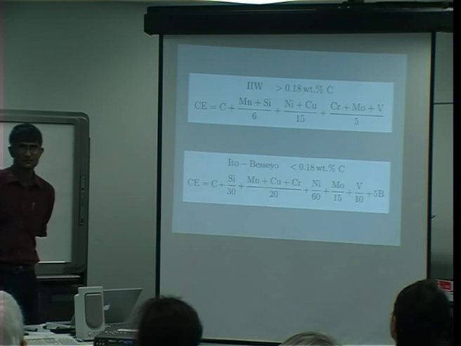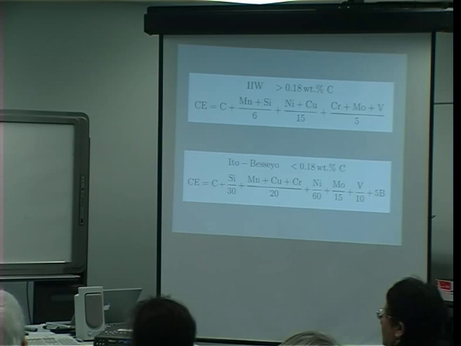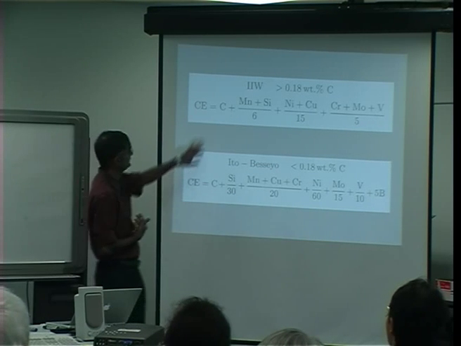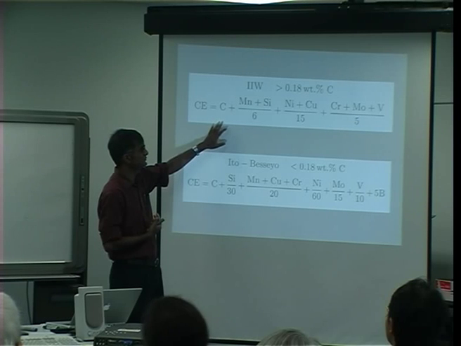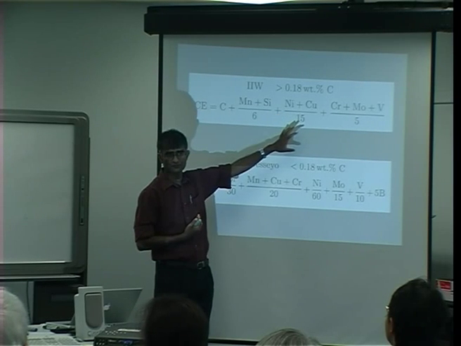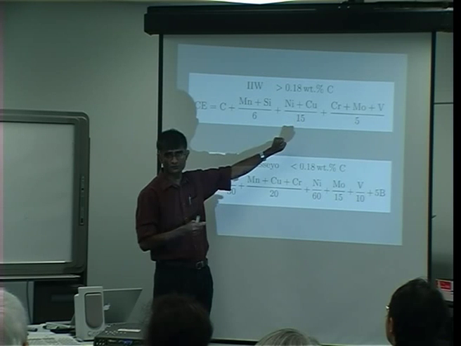And this is what industry does to cope with it. There are things called carbon equivalents. And you know that if you exceed that carbon equivalent, then your plate will crack when you weld it. That's the meaning of a carbon equivalent. If your steel has a composition, say we are dealing with this equation, which exceeds a critical value of carbon equivalent, then when you weld it, it will crack.